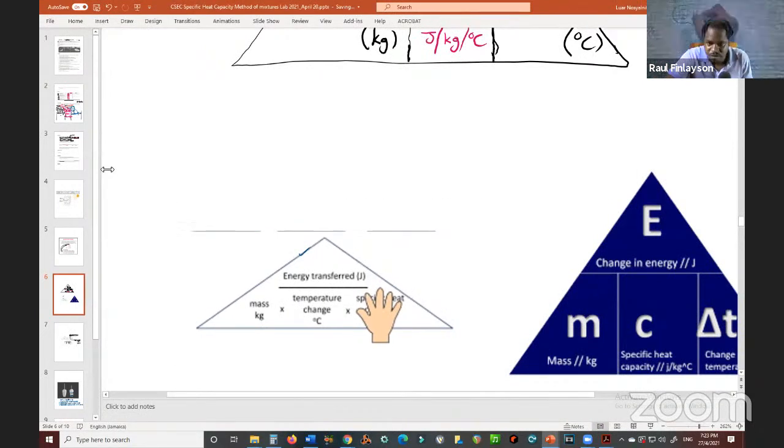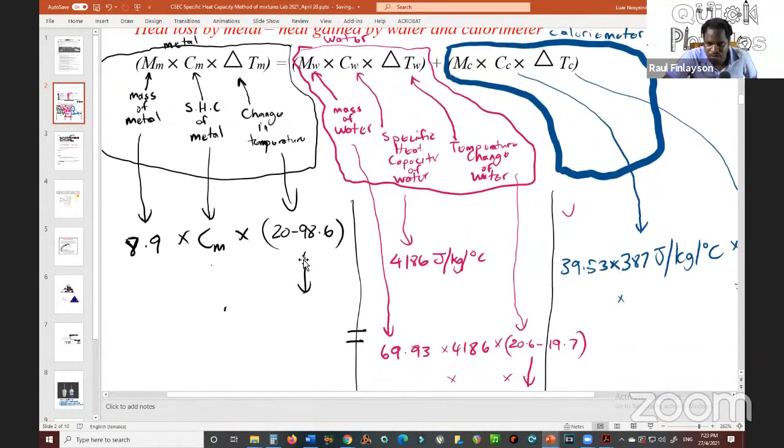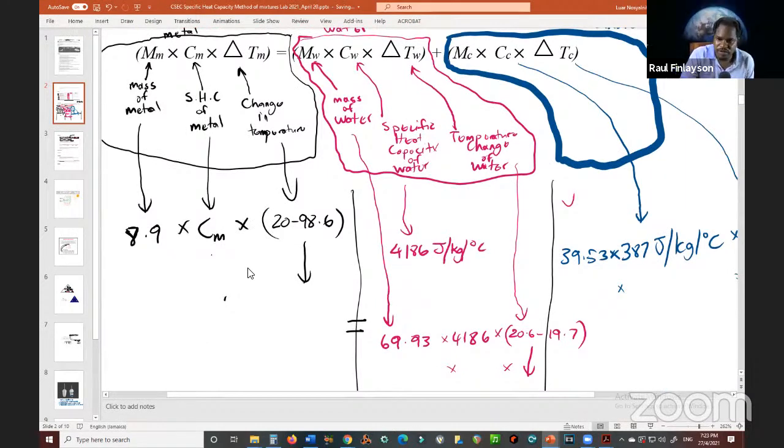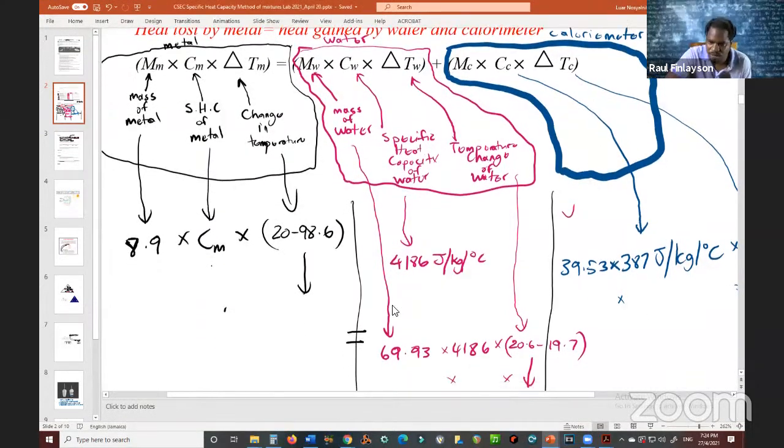So let's go back to what we have here. What's going to happen here? I put each of them in different colors for you to see what's happening. The metal, everything we're working on for the metal, is in black. Everything we're working on for the water alone is in a pink or lavender type color. And the calorimeter will be done in blue. So we're keeping the color scheme consistent.